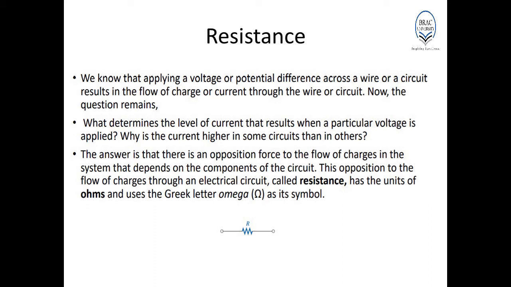Resistance is an opposition force to the flow of charges. That is, it opposes the motion of the charges. This opposition to the flow of charges in an electrical circuit is called resistance, has the units of ohms, and uses the Greek letter omega as its symbol. The circuit symbol for resistance is as shown in this figure.